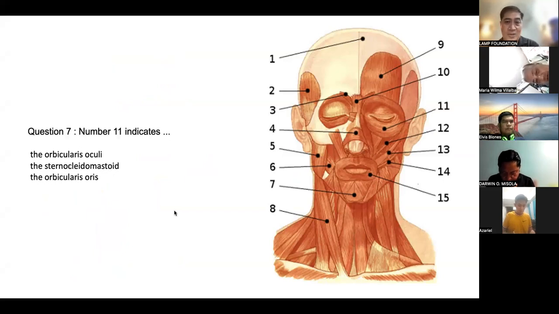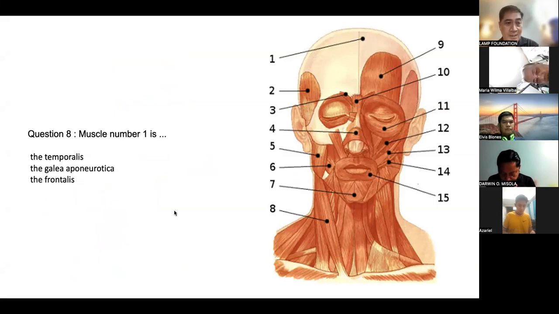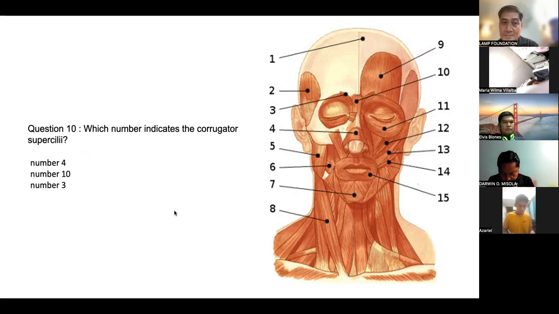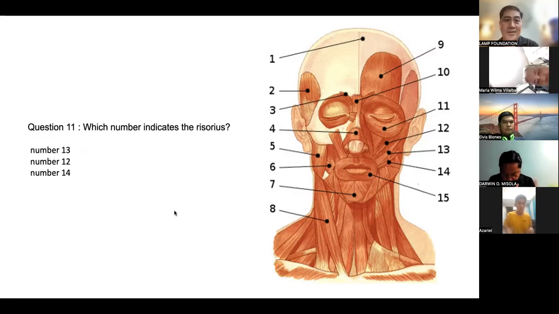Number 11 indicates what? Orbicularis oculi. Muscle number 1 is? Galea aponeurotica. Okay, that's the third layer of the scalp. The mentalis is number what? 7. Which number indicates the corrugator supercilii? 3. Good. Which number indicates the risorius?